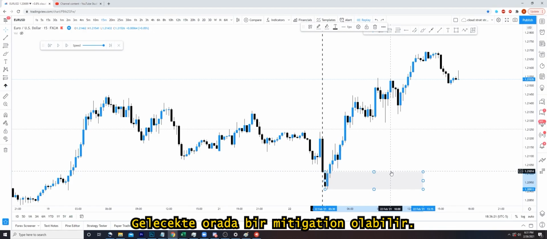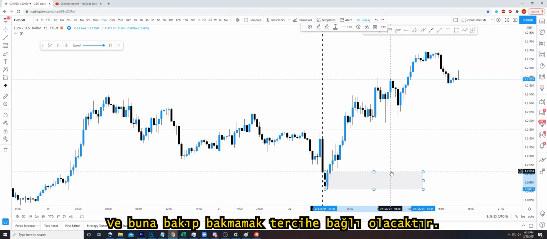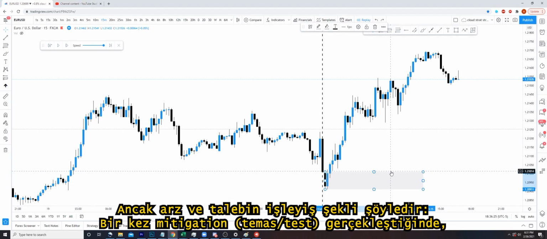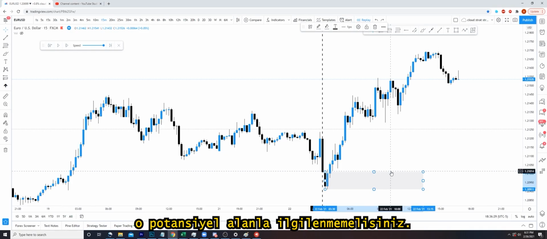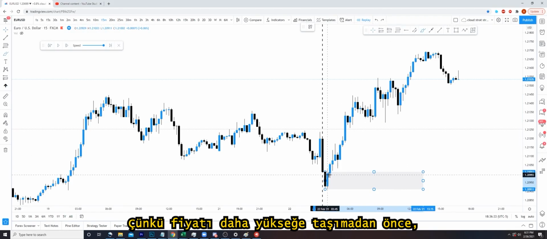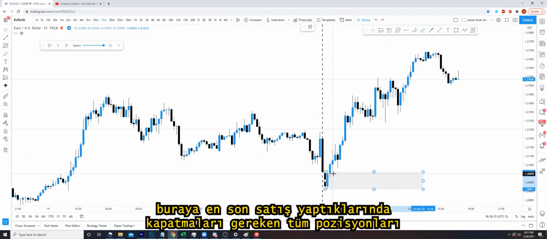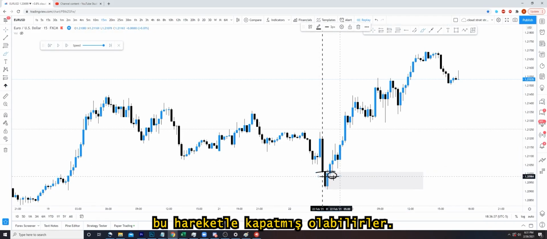Now, there could be mitigation there in the future, and it will be up to preference whether to look at it or not. But the way supply and demand operates is that once you've had a mitigation, you do not want to be interested in that potential area, because they could have closed all the positions they needed to close with this move here, when they last sold into this before moving price higher.